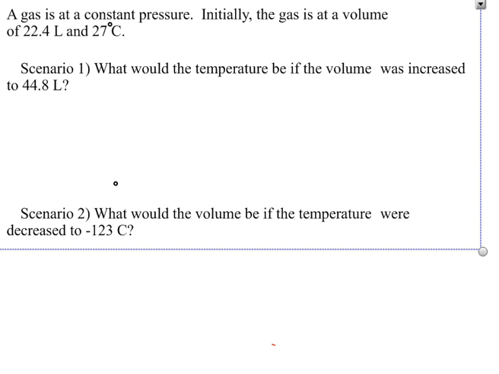Let's take a look here at our next problem. Here we have gas at a constant pressure. That means the temperature and the volume are going to change. Initially we have a gas with a volume of 22.4 liters and 27 degrees Celsius. Remember what I said? You cannot use Celsius temperatures in these gas law problems, so we have to first make sure we know what this temperature is in Kelvin. Remembering that Kelvin is equal to Celsius plus 273, 27 plus 273 gives us a temperature of 300 K to start for this problem.